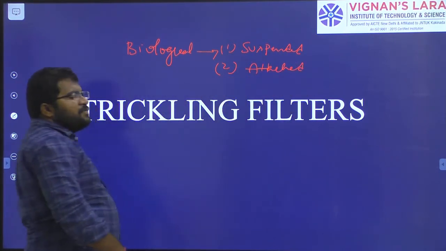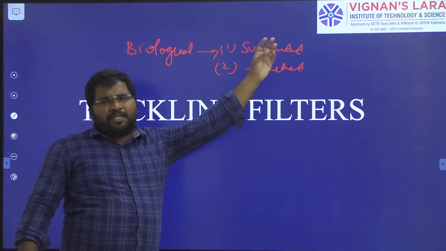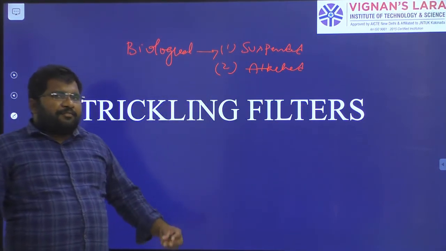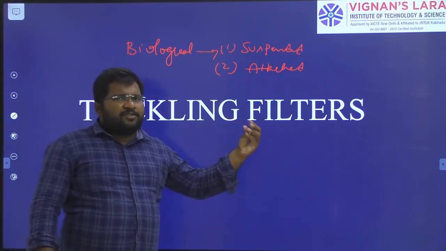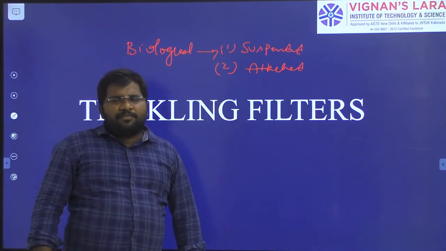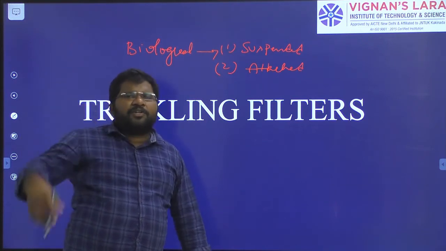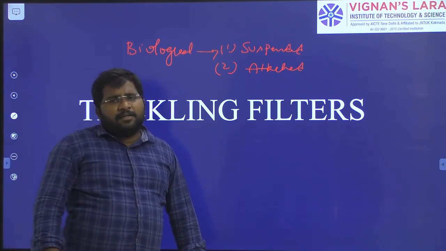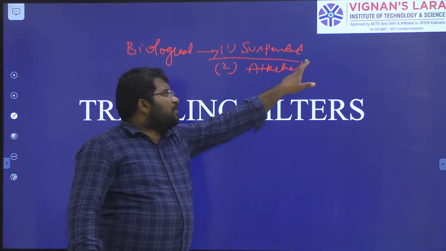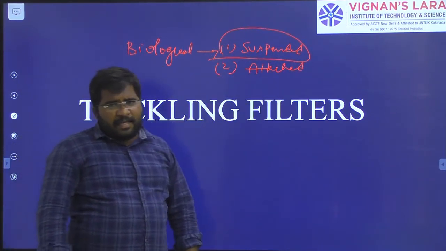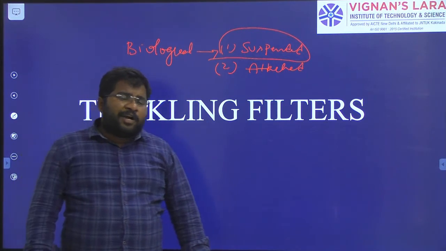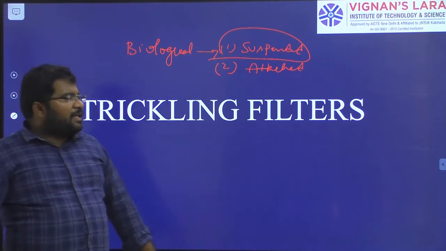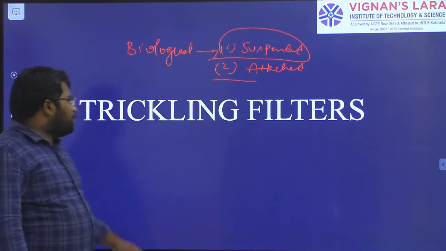In the suspended growth process, the microorganisms and food material are in suspension, but for the attached growth process, the microorganisms are going to stick, to attach to a particular inert surface, so that the wastewater gets treated during that passing. Till now we discussed the suspended growth processes, like the activated sludge process, oxidation ditches, oxidation ponds, and aerated lagoons. Then we are going to see the attached growth process.